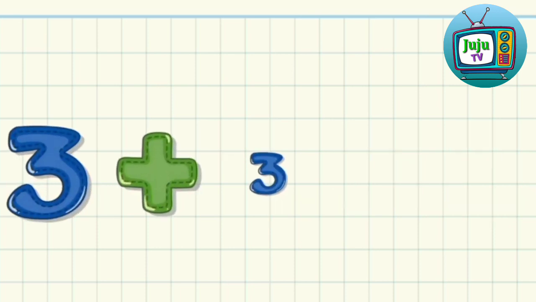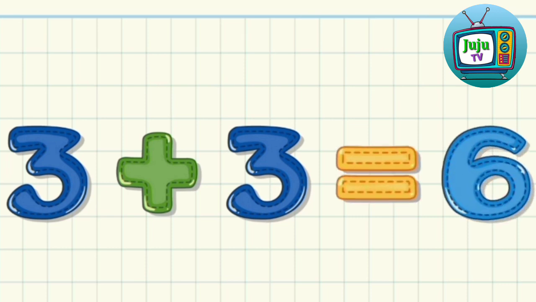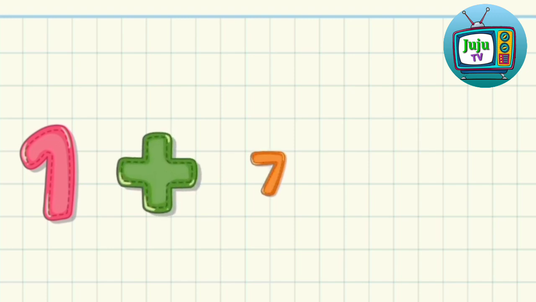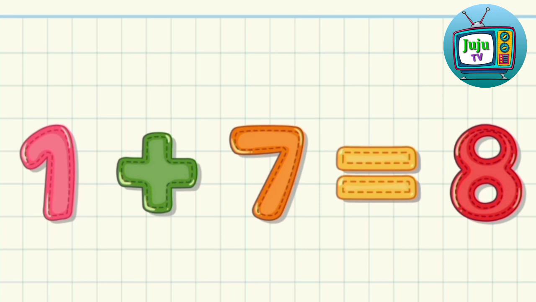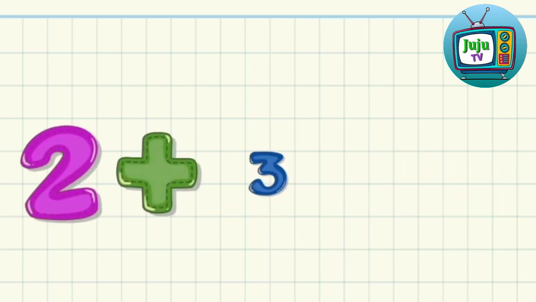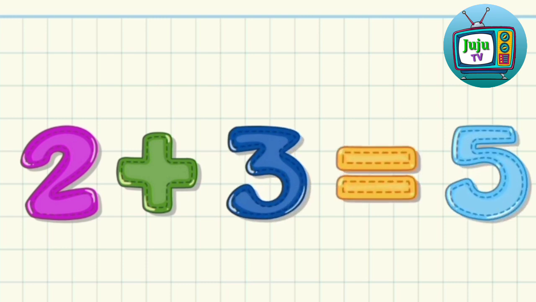3 plus 3 is equal to 6. 1 plus 7 is equal to 8. 2 plus 3 is equal to 5.